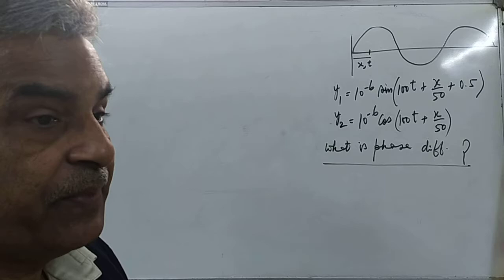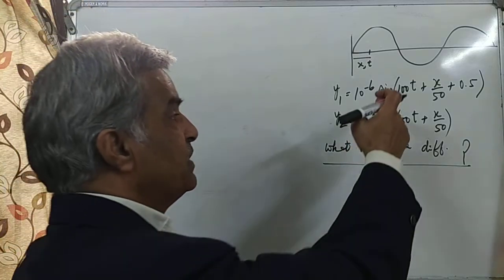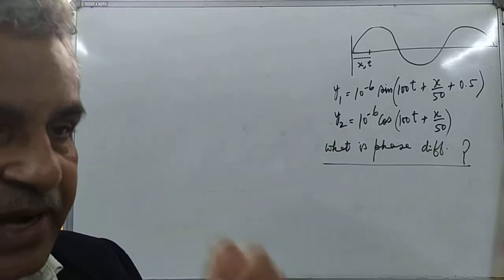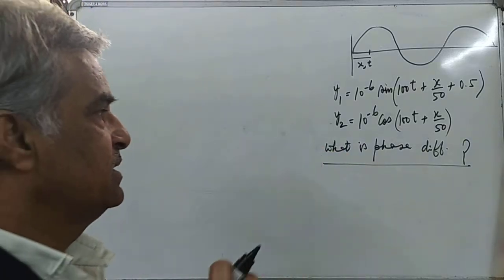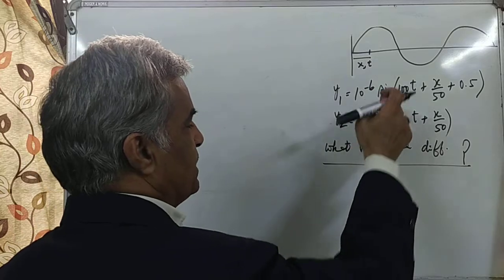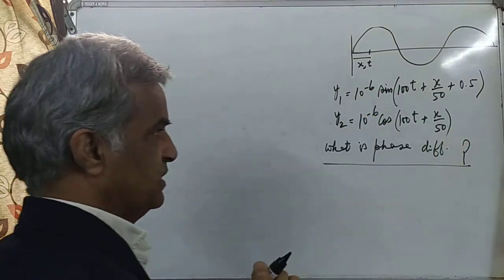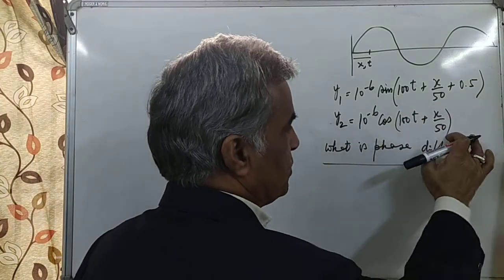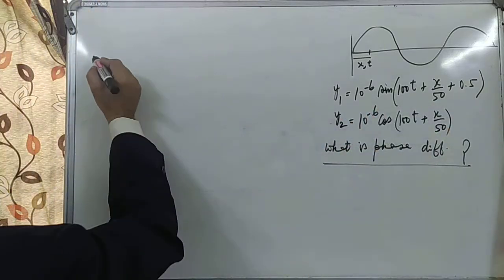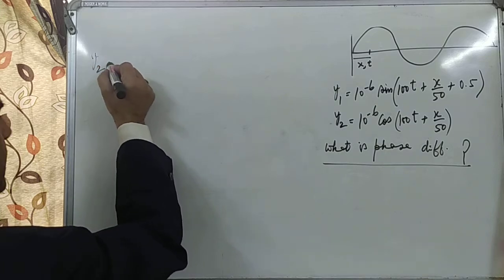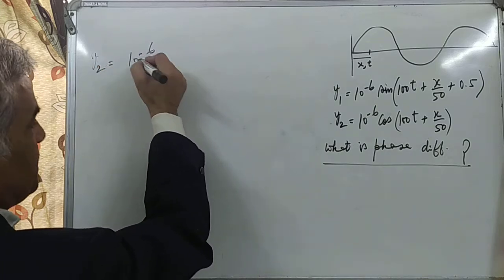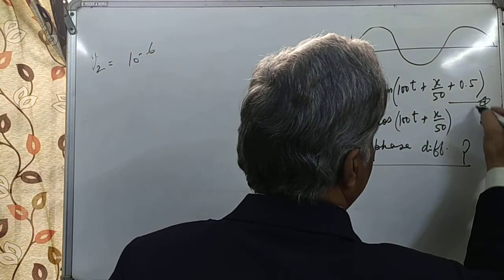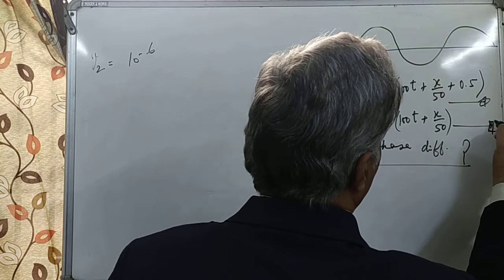If you want to compare the phase difference, both must be in sine function. This is the main point of the question: both must be in sine function, then only we convert and compare the phase difference. This is the phase. So y2, you may write 10 to the power minus 6. This is equation number 1 and this is equation number 2.